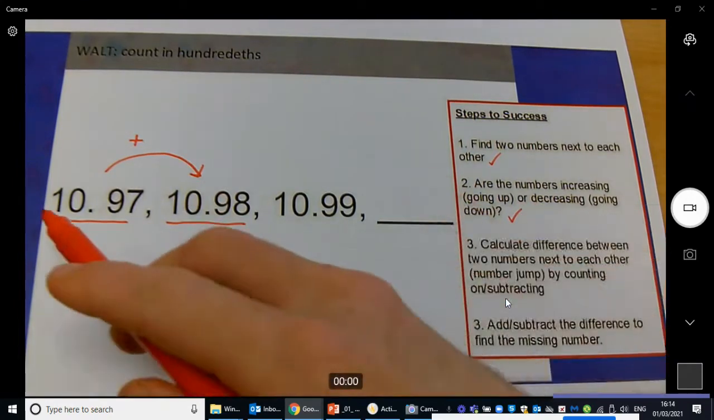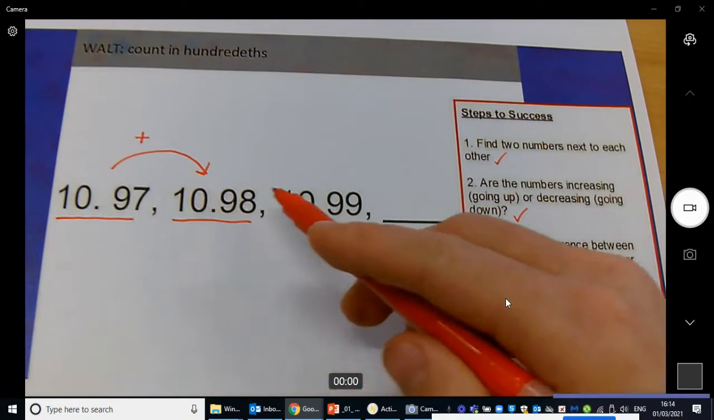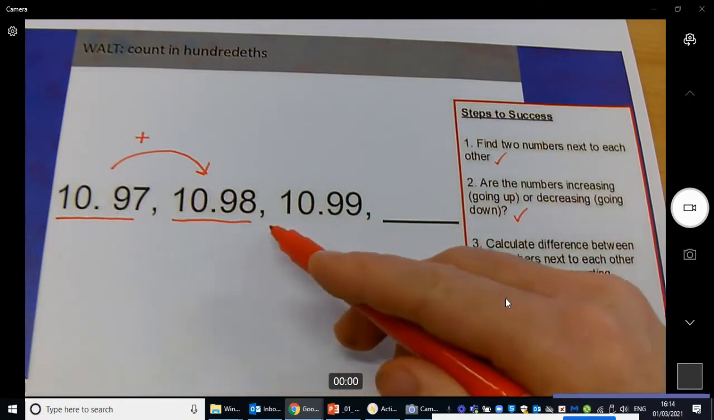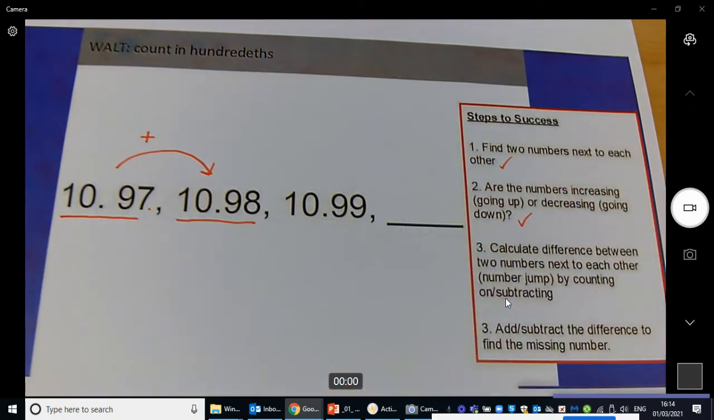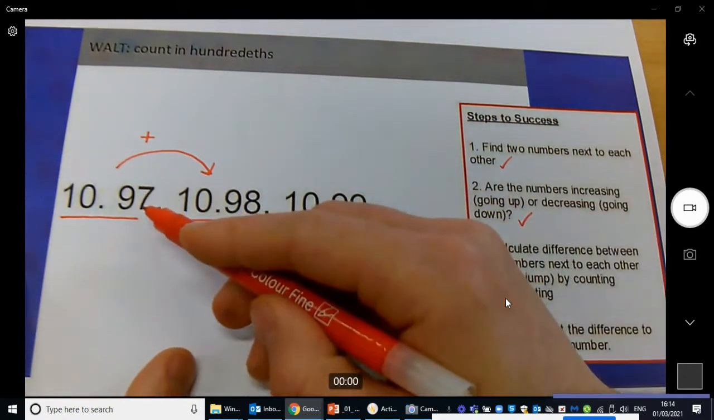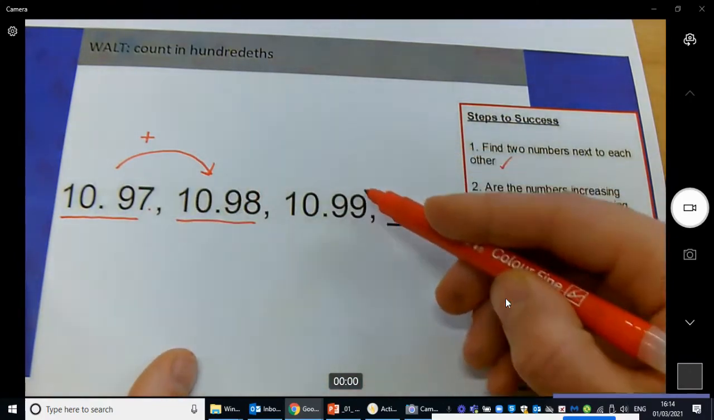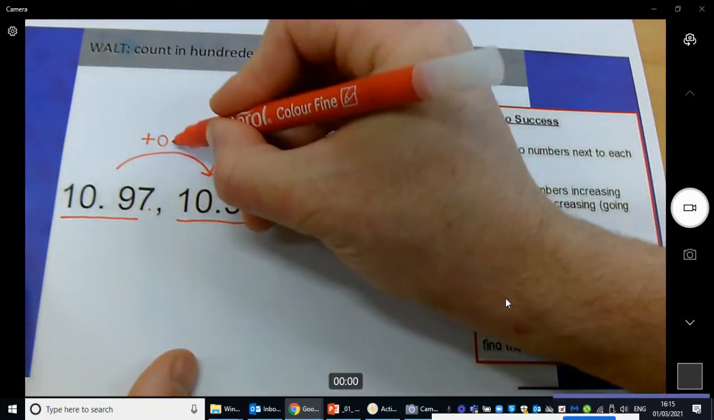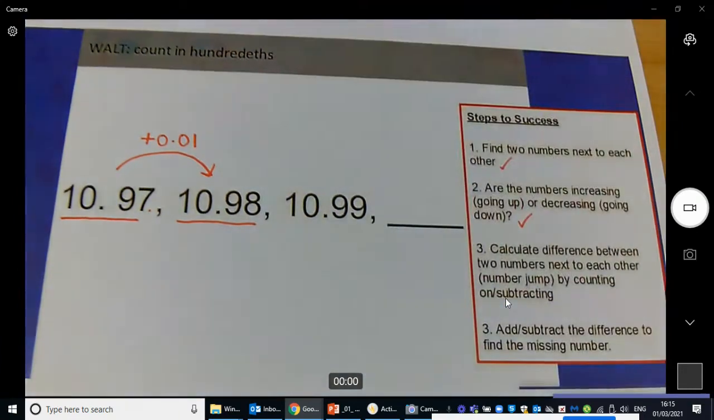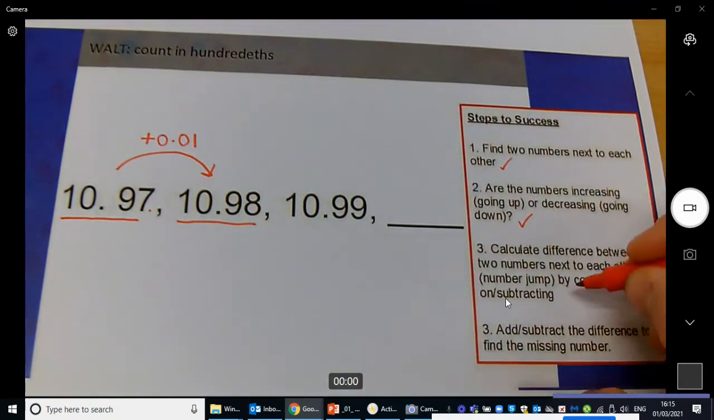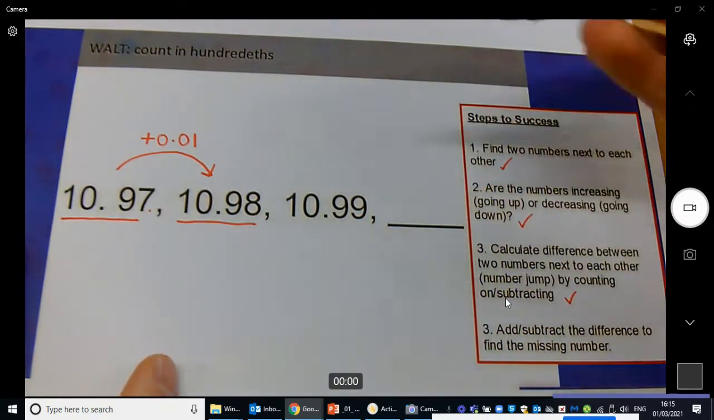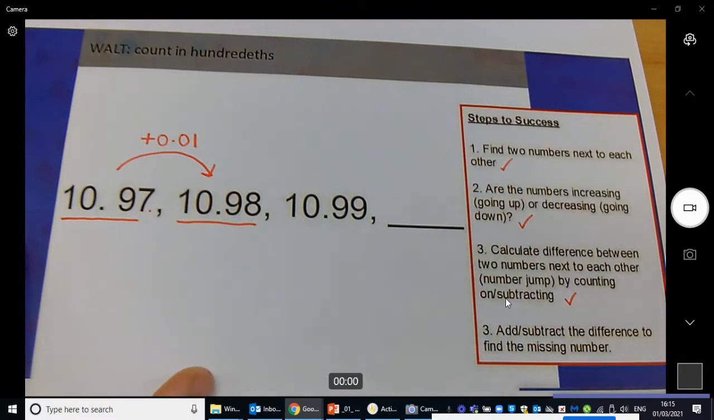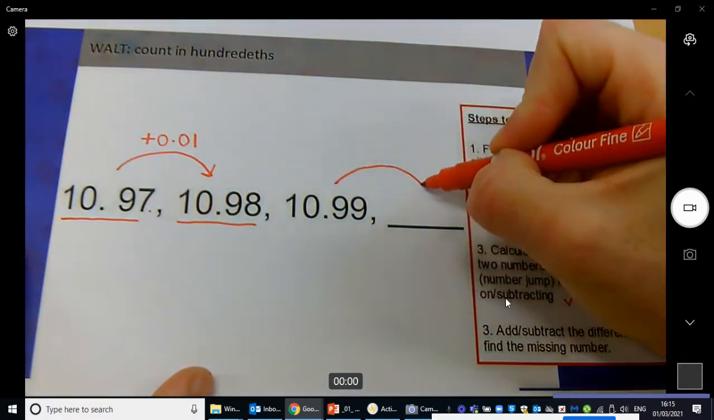What is the difference between the two numbers? Well, again, the tens column isn't changing. The ones column isn't changing. So far, the tenths column isn't changing, but the only one that is is the hundredths. And I can see that it's going up from 7 to 8 to 9. So it's 1/100th, or 0.01. Now, final step. I need to add that difference to find the missing number. Only one missing number I need to find.